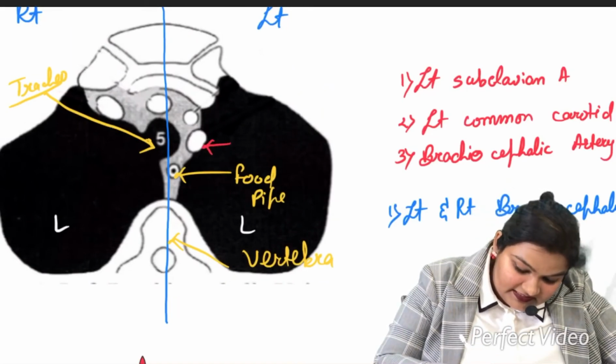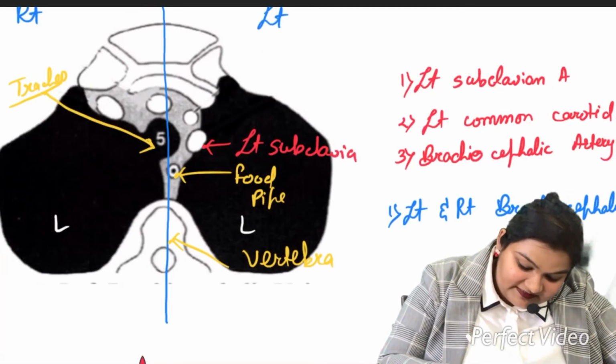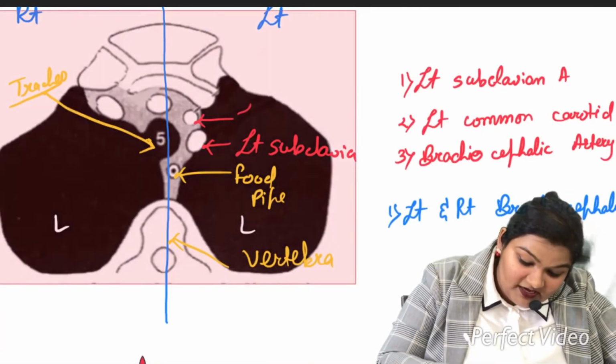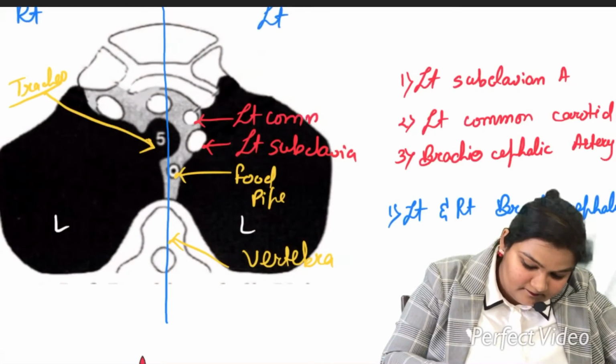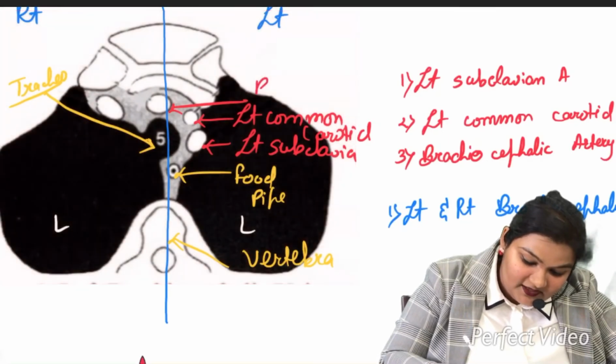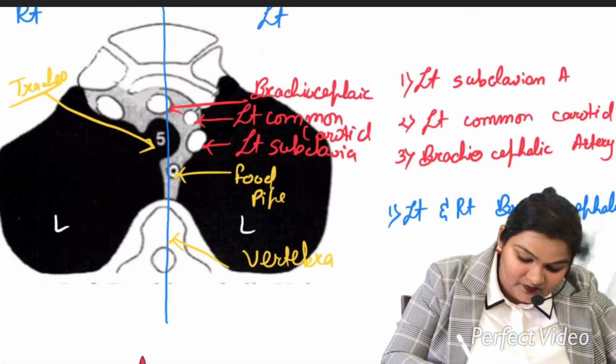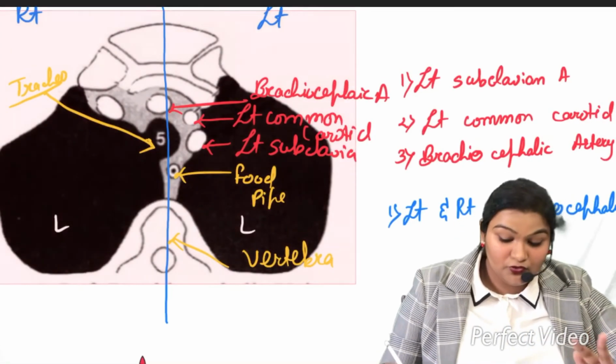Now this trachea is surrounded by 3 branches of aorta, and what are those? The first one is the left subclavian, as we have just seen. Then we have the left common carotid, and then we have our brachiocephalic artery. Right, now we are left with the 2 veins.